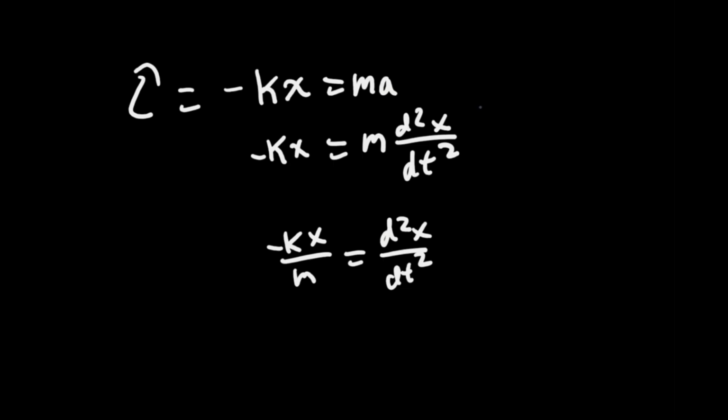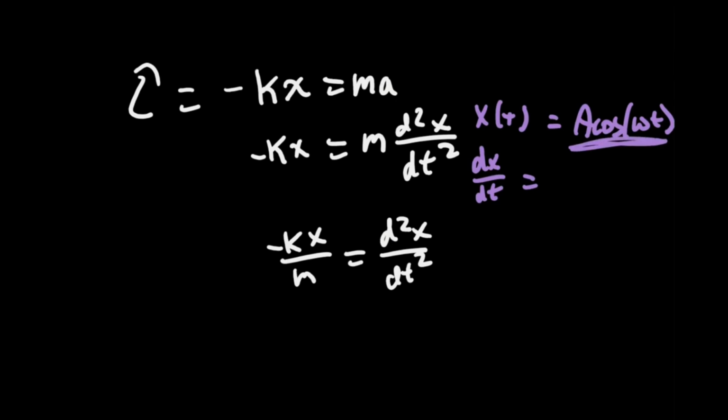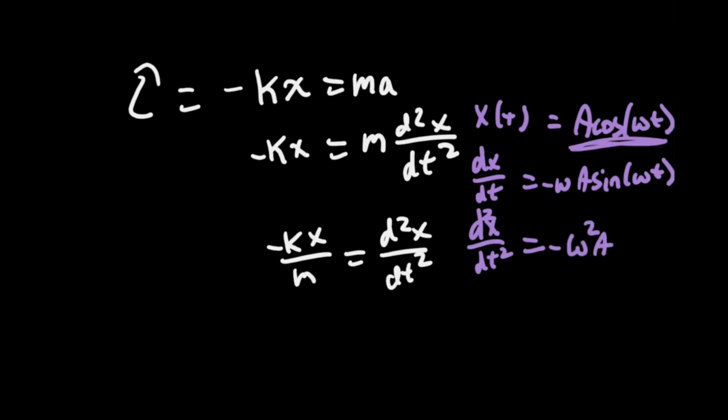And now let's make a quick observation. We know that x of t, as we described earlier, is equal to a cosine of omega t. We could add the phi's in there, but it's not really necessary. But if we have dx dt, that means it's equal to the derivative of this, right? So we're going to get negative omega a sine omega t. If I wanted to take the second derivative here, what am I going to get? Well, I'm going to get negative omega squared a cos omega t.